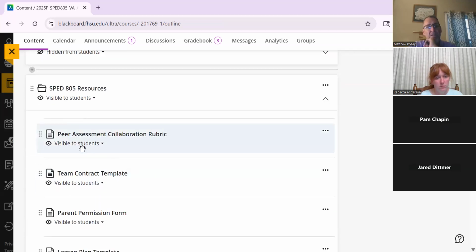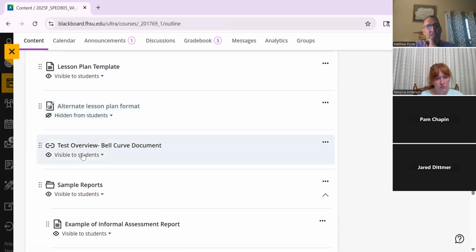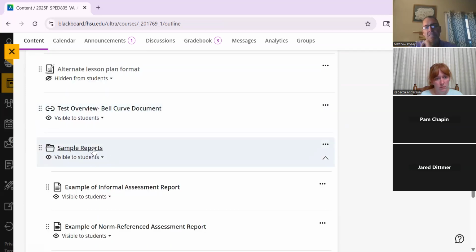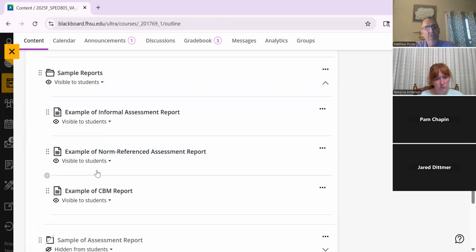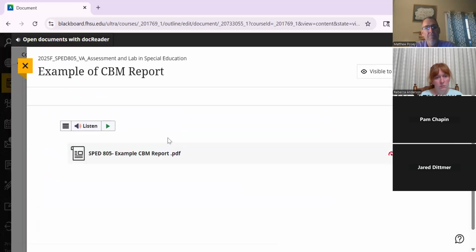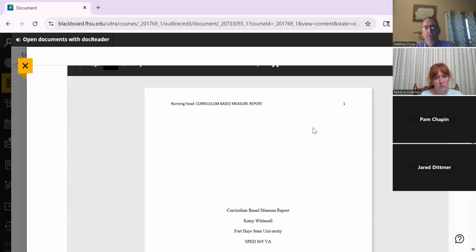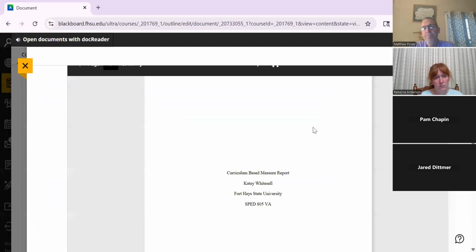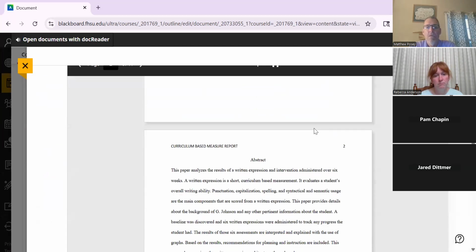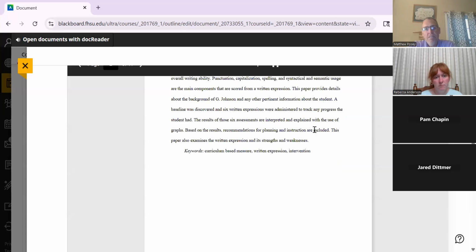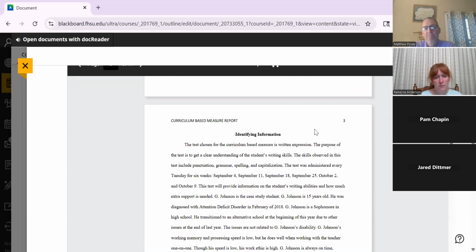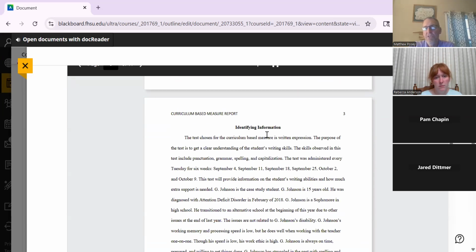Here, I've already had it open. Then I'm going to scroll down to the sample reports. I'm going to scroll down to the example of the CBM report and open it up. It's a PDF. Did it show up on your screen, Pam? Okay. Here we have the abstract. Again, this is a sample that was submitted by a student in a previous semester. Here's our identifying information, just like you guys have been doing. Nothing new there. It's the same.